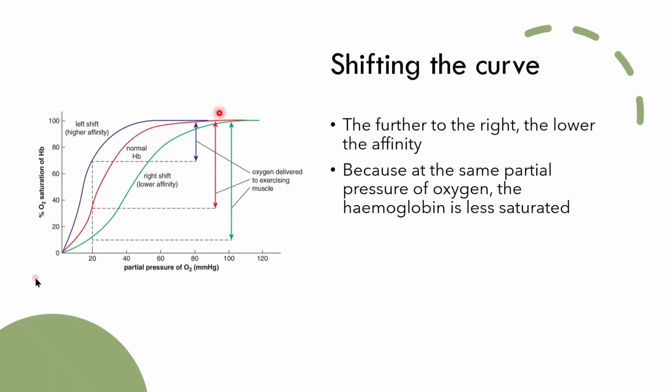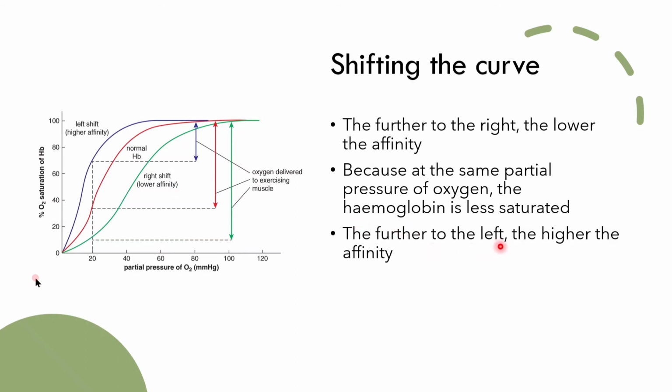So if this is normal hemoglobin, and then this is shifted to the right. So let's say at a partial pressure of oxygen of 40, if we go up, at the same 40, our curve that is shifted to the right is less saturated than the normal hemoglobin. And so we say, because at the same partial pressure it's less saturated, this means that it has a lower affinity to oxygen, because at the same partial pressure it uptakes less oxygen when it's shifted to the right.